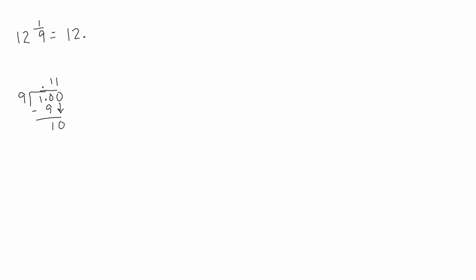9 into 10 is still 1. 1 times 9 is still 9. There's that 1 again. Okay, so I can already see I'm always going to get a remainder of 1. In my quotient, I'm always going to get a 1. So 12 and 1/9 is just 12.1 repeating. And that's it.